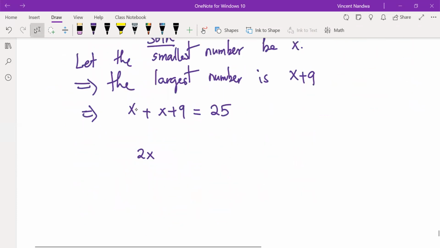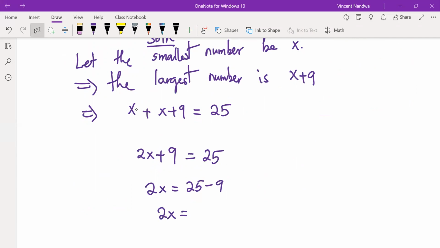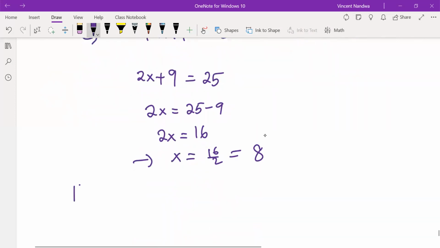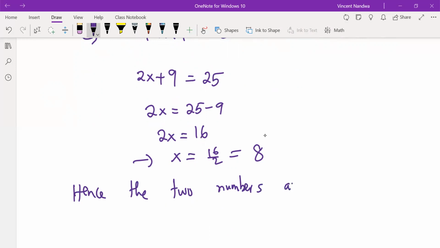Now solving this, we'll have 2x plus 9 equals 25. Collecting like terms, 2x equals 25 minus 9, which is 16. So x equals 16 over 2, which is 8. Therefore, the smallest number is 8, and the other number would be 8 plus 9, which is 17. Hence, the two numbers are 8 and 17. That's how we solve that problem.